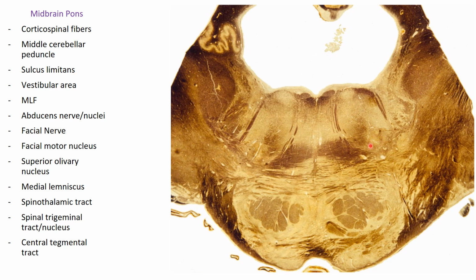Right here, this nucleus is the superior olivary nucleus, and this is your facial motor nucleus, giving rise to the facial nerve. Here's your abducens nucleus, giving rise to the abducens nerve. Medial longitudinal fasciculus here, medial lemniscus located in the anterior portion, vestibular area located lateral to the sulcus limitans because that is sensory information. Pons located anteriorly with the middle cerebellar peduncles going back to the cerebellum to allow communication between the pons and the more posterior located cerebellum.